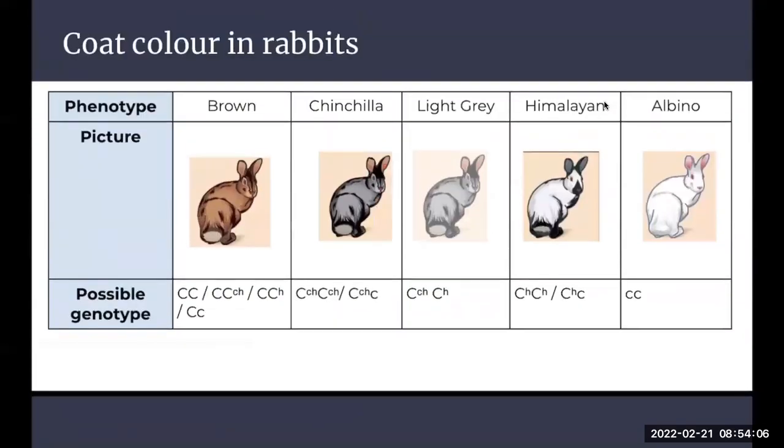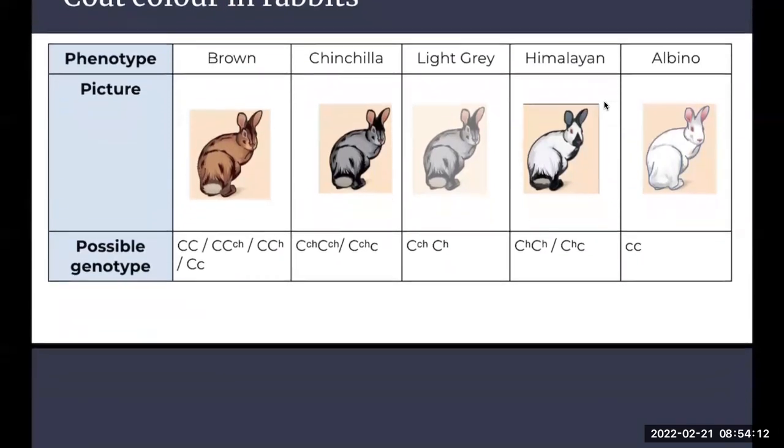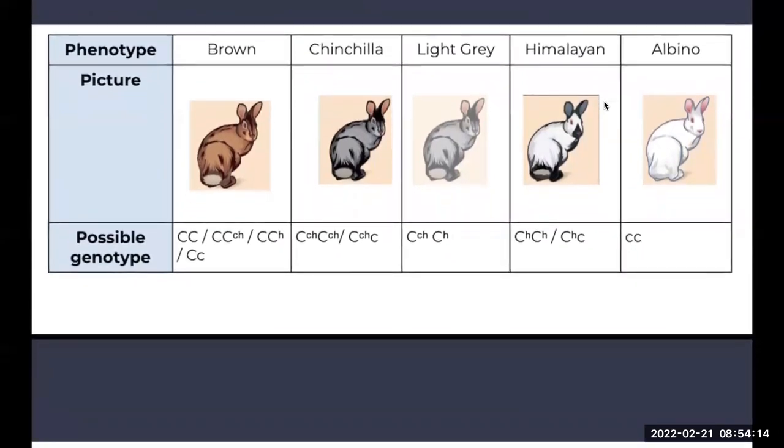Okay, let's look at an example together. Coat color in rabbits. Now, there are actually 5 different coat colors in rabbits. You can have one of the wild types, or we can call it brown. And then you can have a coat color that's called chinchilla.